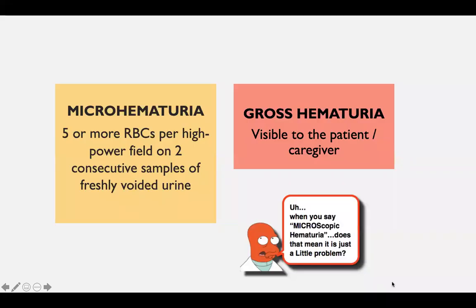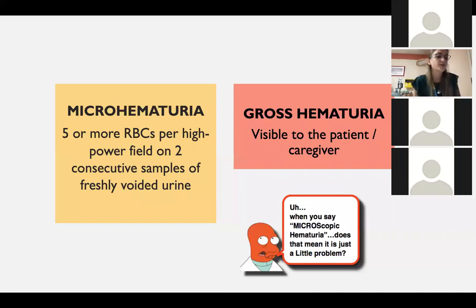So to start with, as you know, hematuria is commonly divided into microhematuria and gross hematuria. Just to be clear, in children, microhematuria is considered when there are 5 or more red blood cells per high power field, ideally on 2 consecutive samples of freshly voided urine. This is different from the value used in the adult population, where the number is 3 or more red blood cells. Gross hematuria is simply the one that's visible to the patient or the caregiver.